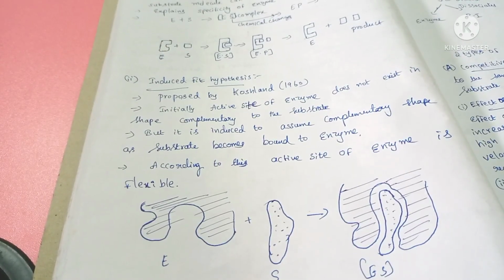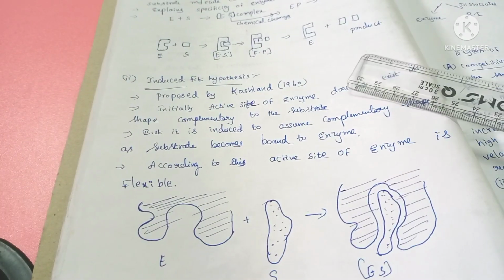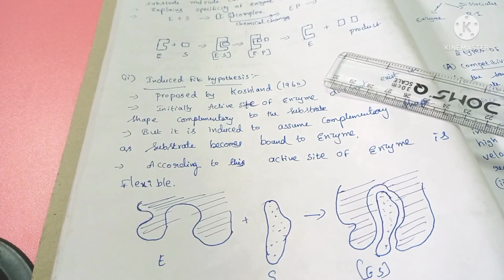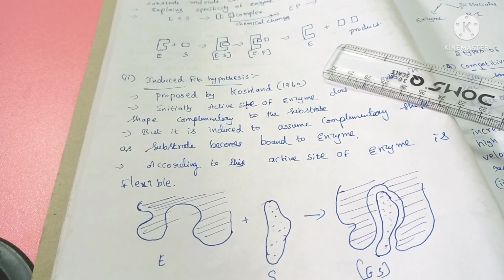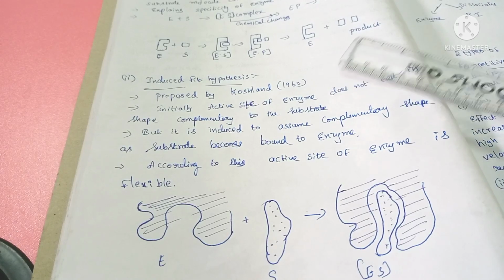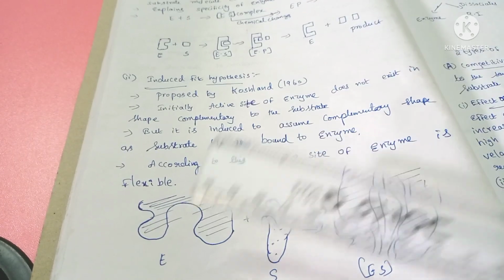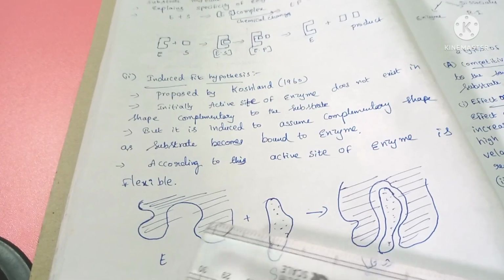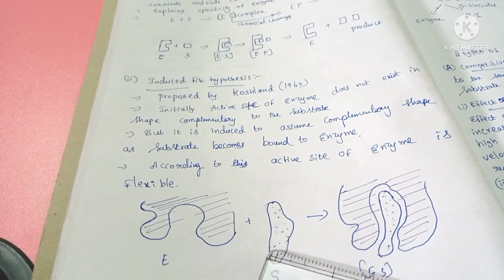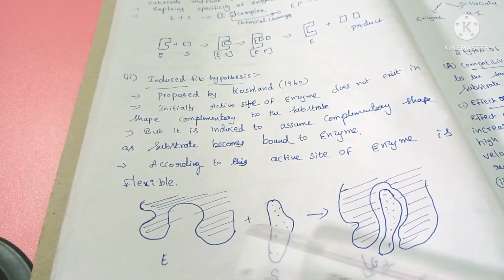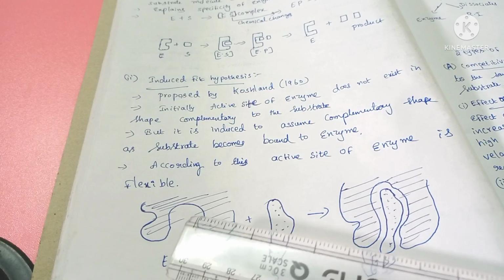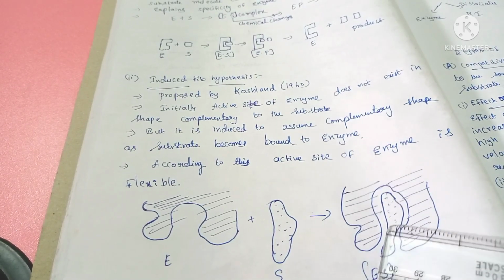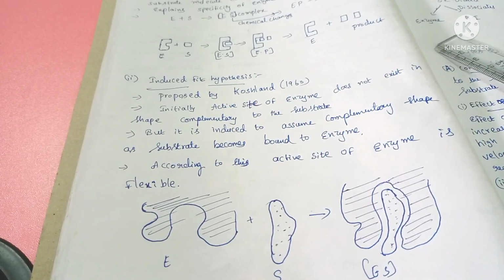So what is the second one? Induced fit hypothesis. This induced fit hypothesis was proposed by Koshland. Who proposed this? Koshland, in the year 1960. In this model, initially the active site of the enzyme does not exist in a shape complementary to the substrate. But whenever the substrate comes and binds with the enzyme, the active site gets induced to assume the complementary shape as the substrate becomes bound to the enzyme.